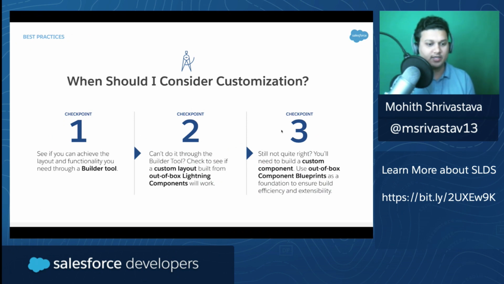So when should we consider customizations? Obviously our first approach should be to see if we can achieve our layouts and functionality through low-code builder tools. If not, we should check if we can use custom layouts and then use combinations of out-of-box components and maybe one or two custom components if you need. But if you still are not able to satisfy your requirements, that is where you go custom component. There are a lot of out-of-box blueprints as a foundation, so you should be using Lightning-based components to begin with. But let's say you need something really custom, then you can go completely custom. That's the aspect that we're going to be exploring today.